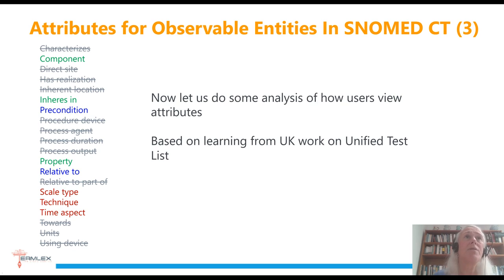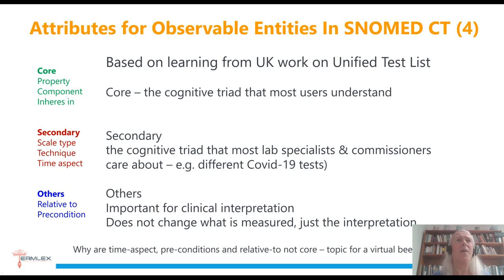We can take out significant ones here, which I've grayed out, which leaves us with a list of things like component, inheres in, property, scale type, technique, time aspect. And I've also picked out a couple of others that are of interest, which I'll note and then put aside, which are precondition and relative to. So those are the things that we'll see.